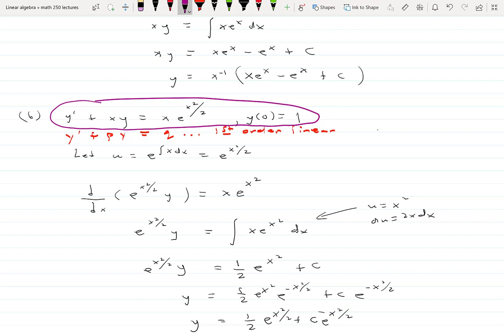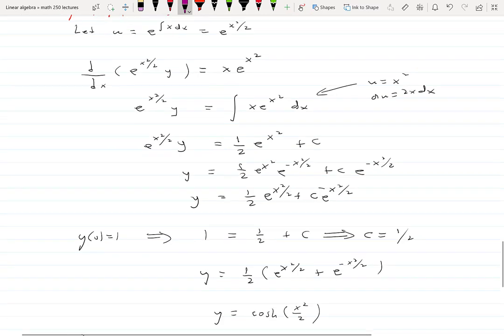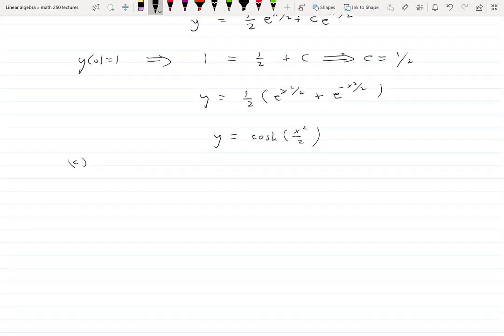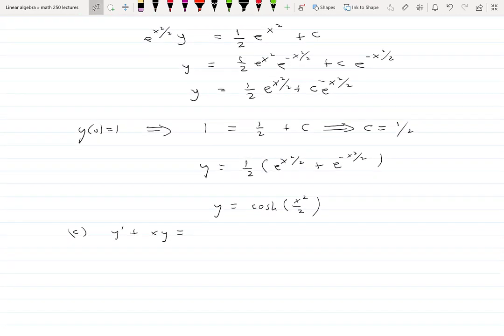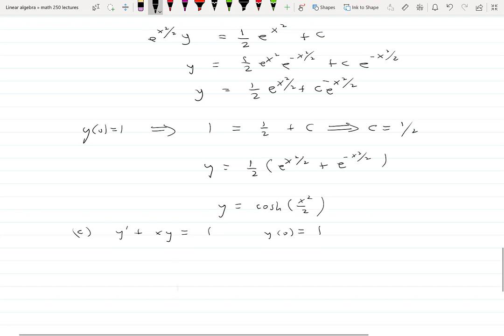Now, with y of 0 equals 1, I'm going to change this a little bit. I'm going to remove the x e to the x squared over 2, and that's going to create a problem that we'll get around. So y prime plus xy equals, in fact, I'm going to remove that whole thing and just make it 1, with y of 0 equals 1. So that 1 is what we refer to as the forcing function. The function on the right-hand side is very commonly called the forcing function. I think I mentioned that. Okay, it's still first order linear.